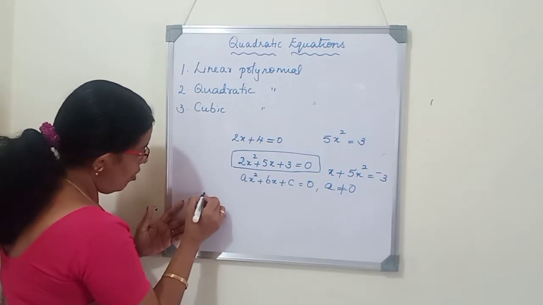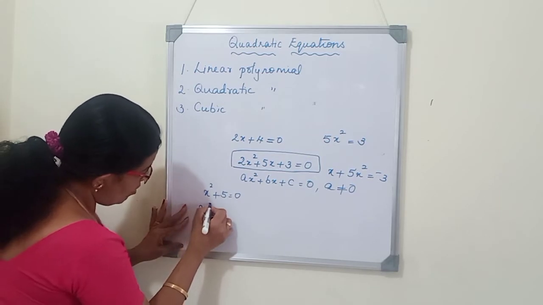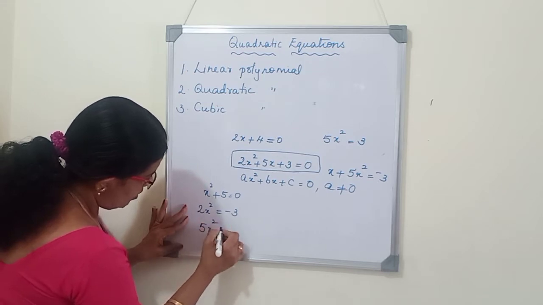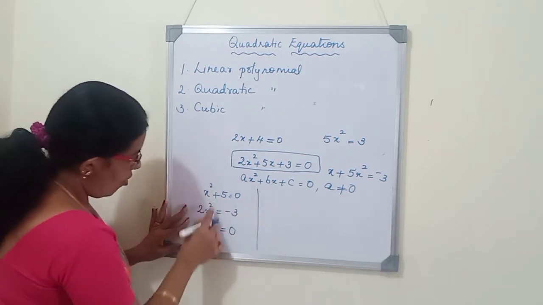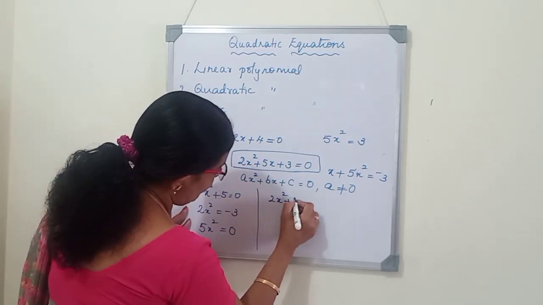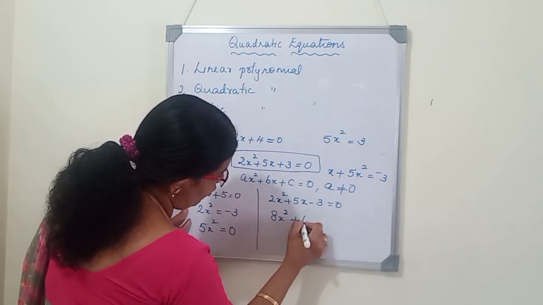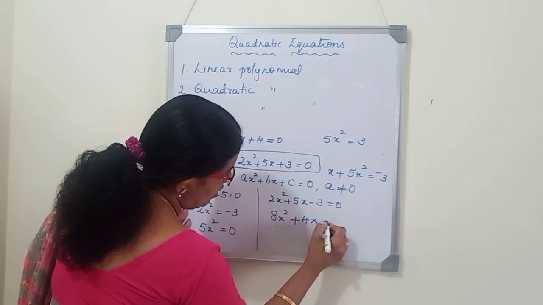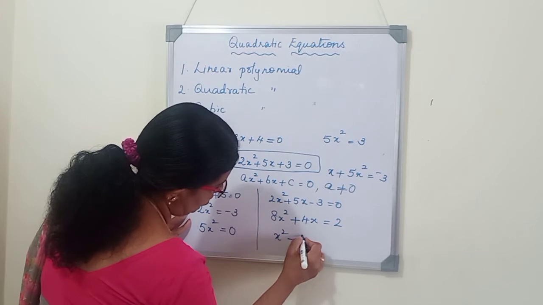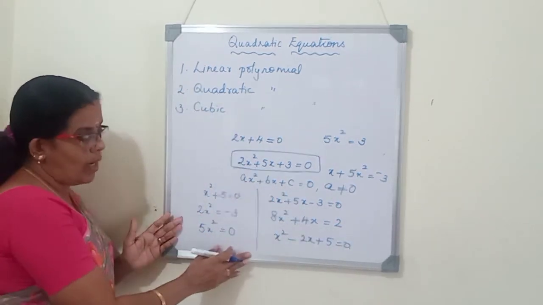Now if I write only x square plus 5 is equal to 0, here 2x square is equal to minus 3, 5x square is equal to 0, these are all quadratic equations. Now here I will write 2x square plus 5x minus 3 is equal to 0, 8x square plus 4 equals 0, so 4x is equal to 2, then x square minus 2x plus 5 is equal to 0. So all these are quadratic equations.